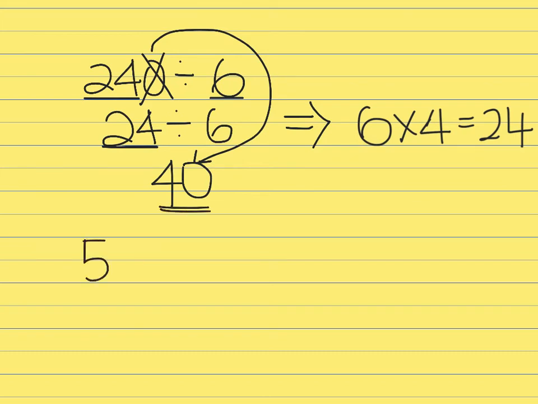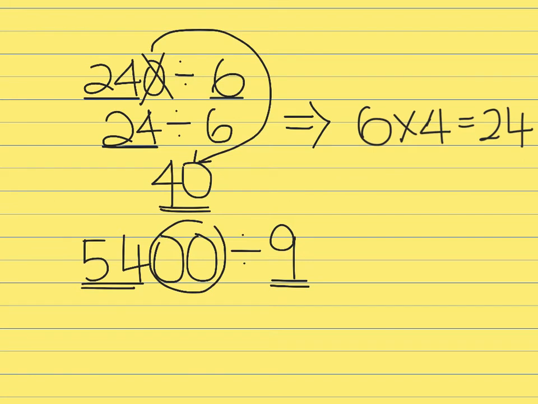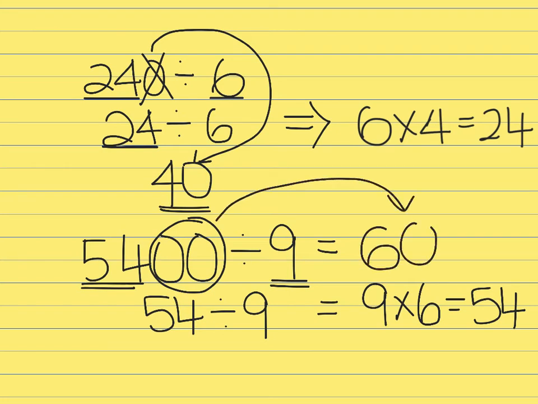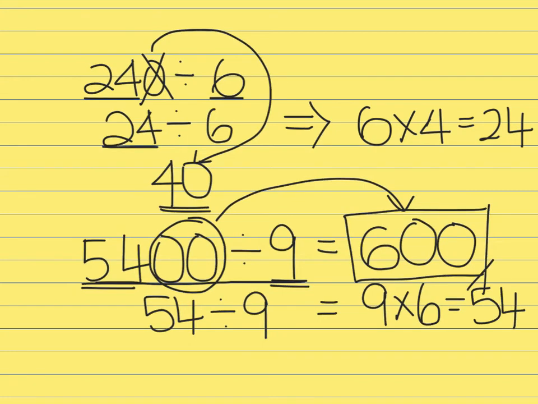Same thing, boys and girls, when I see the problem 5,400 divided by 9. The first thing I want you to do is underline the basic facts. Ignore that 0 for now. Just circle it, ignore it. Rewrite. So it becomes 54 divided by 9. I know that 9 times 6 is 54. So my answer will be 6. Don't forget to carry over that 0. Therefore, 5,400 divided by 9 will give me 600.